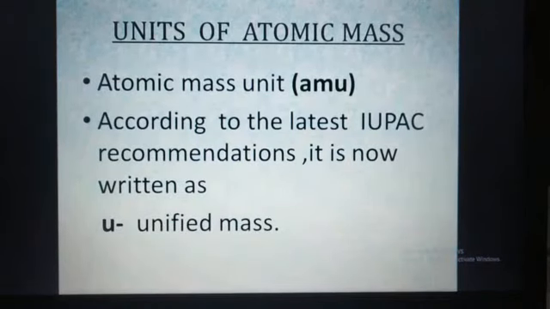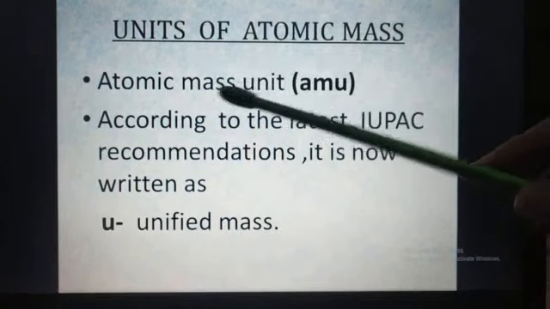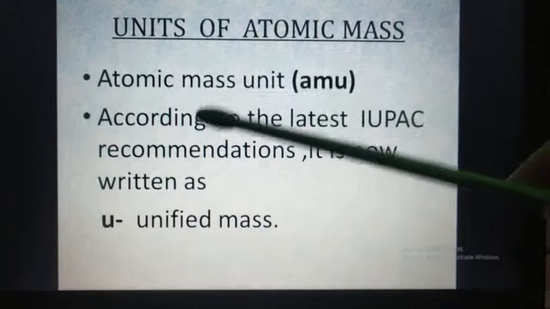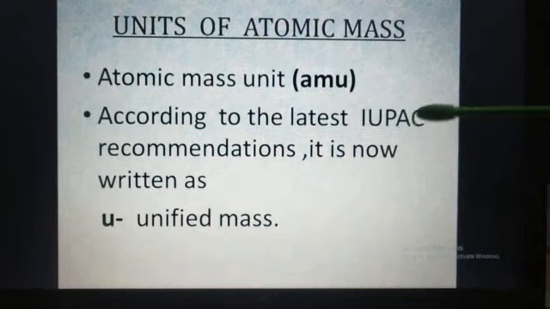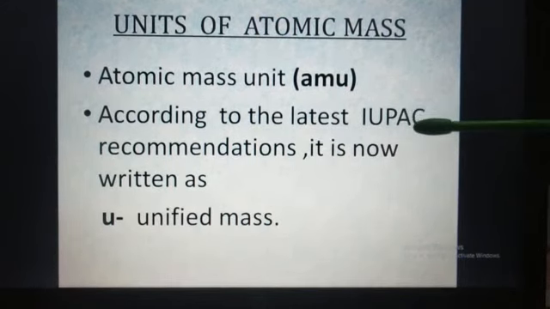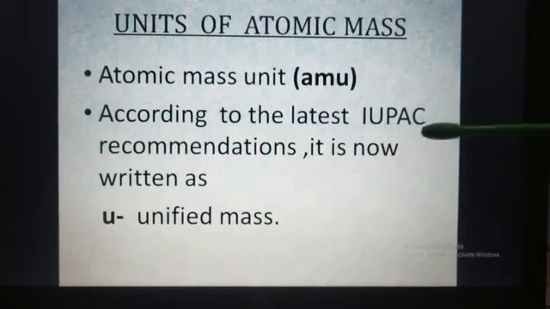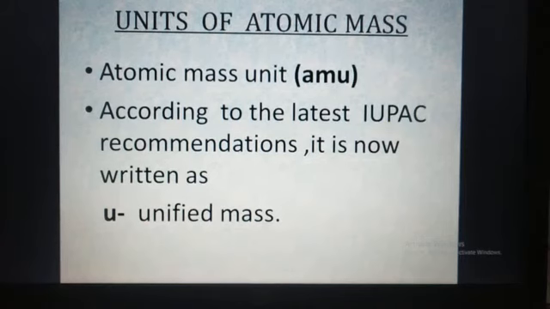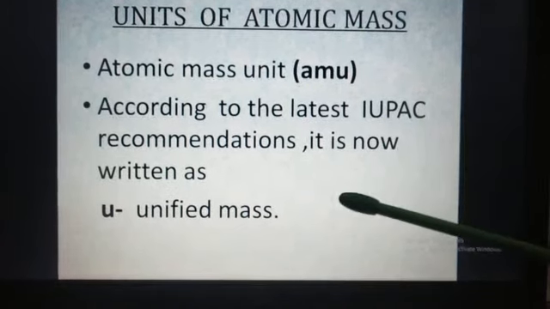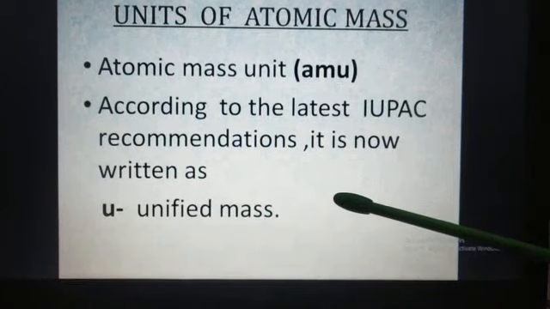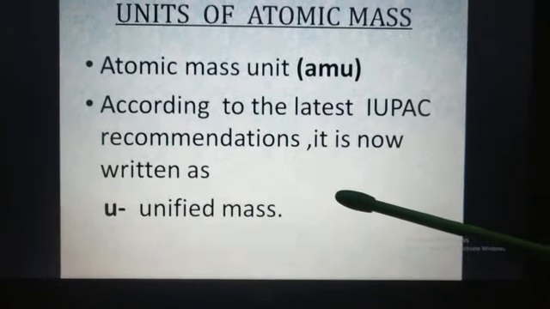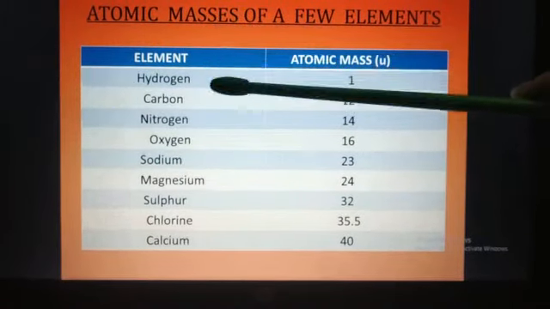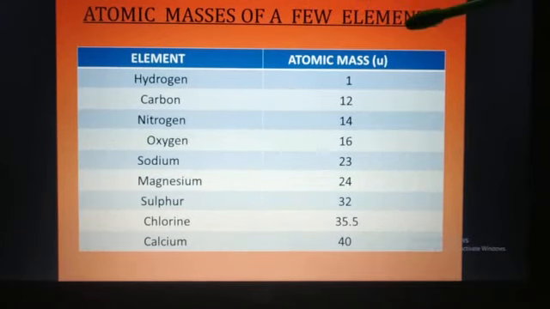Next, units of atomic mass. Earlier it was written as AMU, which is atomic mass unit. But now, according to the latest IUPAC recommendations, IUPAC means International Union of Pure and Applied Chemistry, it is written as U, which is unified mass. So students, here you will be able to achieve second learning outcome, that is to write the unit of atomic mass.